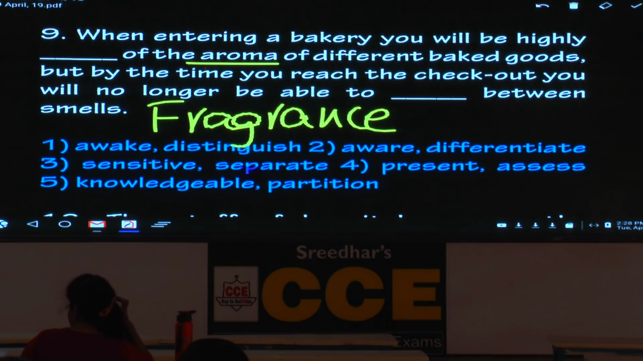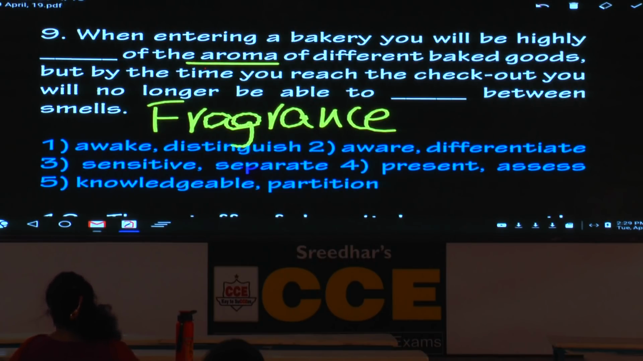Now, what is the word here? I said to underline. You're right. When entering a bakery, you will be highly blank. We'll see the first pair. Awake. Does it go with this context? Fine. Mark it wrong. You will be highly aware of. That seems preposition is also right. Aware of something. And we'll see the second word of different baked goods, but by the time you reach the checkout, you will no longer be able to differentiate between smells. This also seems right. Hold that one.